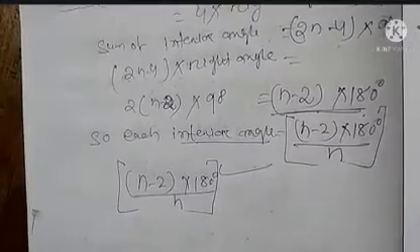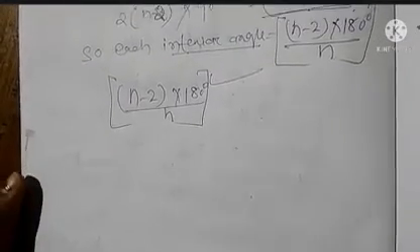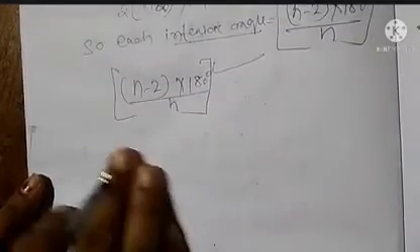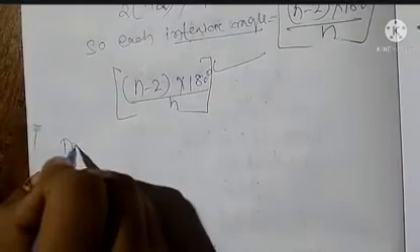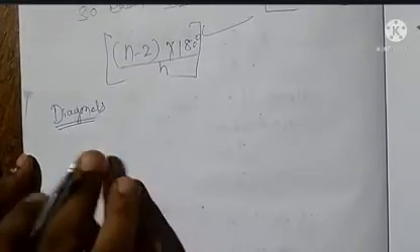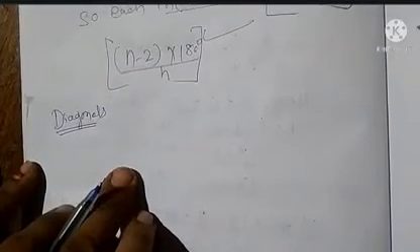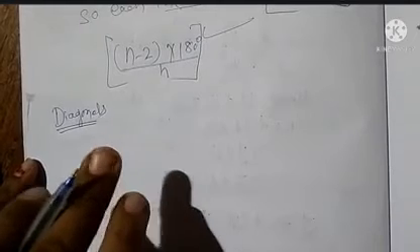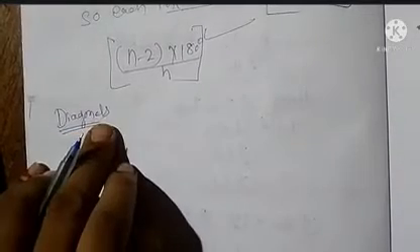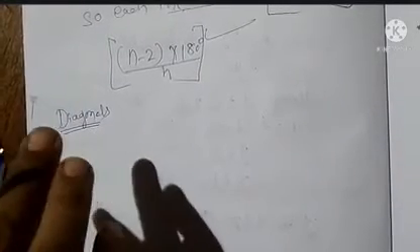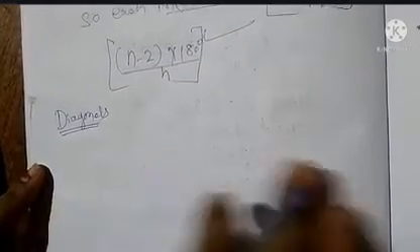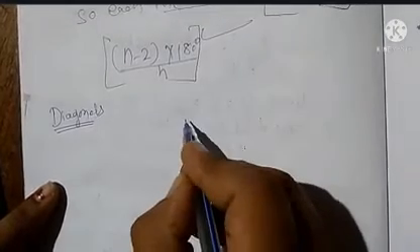Okay, next how to find how many diagonals are there in any polygon. Now we discuss about that. Okay, diagonals. What is the meaning of diagonals? Diagonal means it is a line segment of a polygon which join any two vertex which are not adjacent. That means diagonal means what? It is a line segment of a polygon which join any two vertex which are not adjacent.